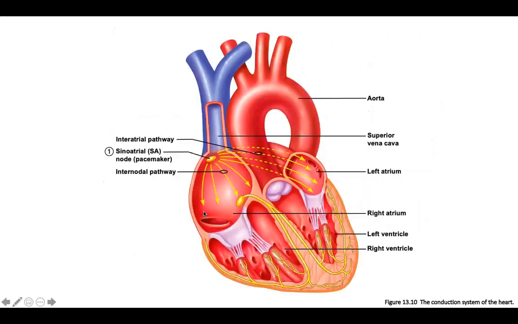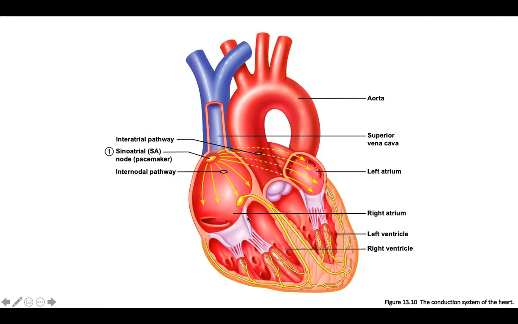Okay. All right. Now this little representation here shows how the impulse moves. So I'll use this to go over that one more time. So we start with the SA node, which is right here on the top of the right atrium. We then spread the impulse all the way across to the left atrium as well, by the interatrial pathway. That allows for both atria to fully squeeze and contract, squeezing that blood down.